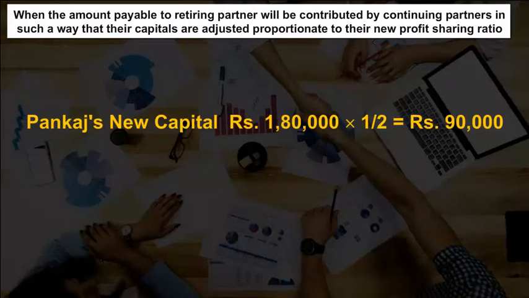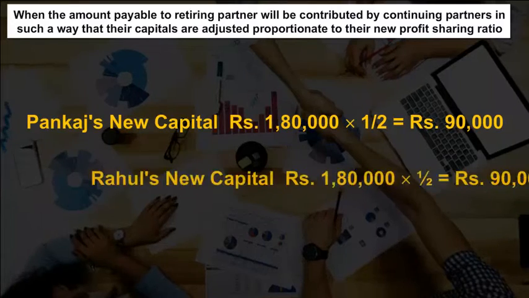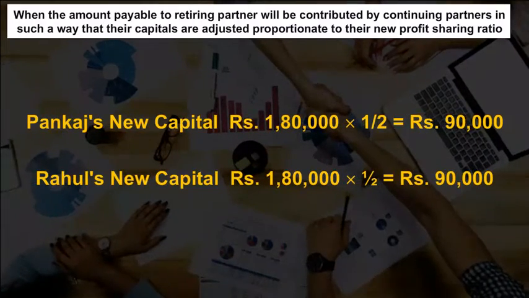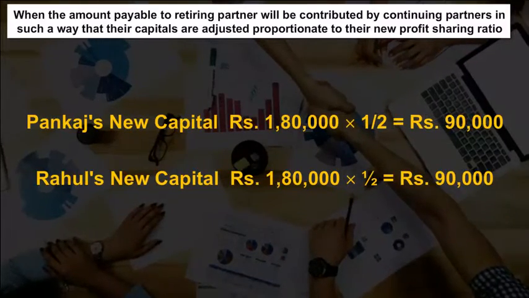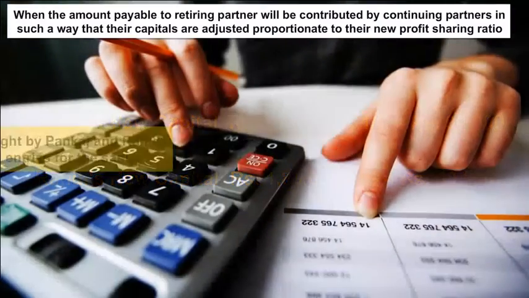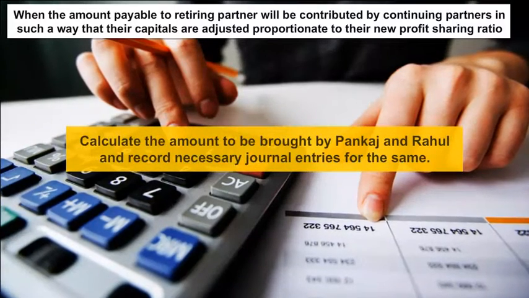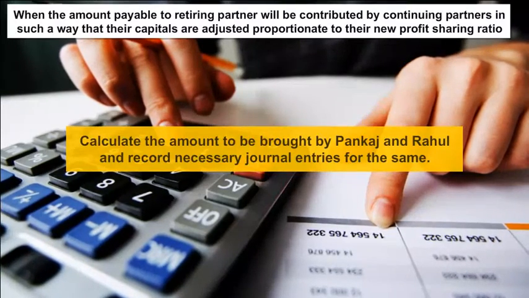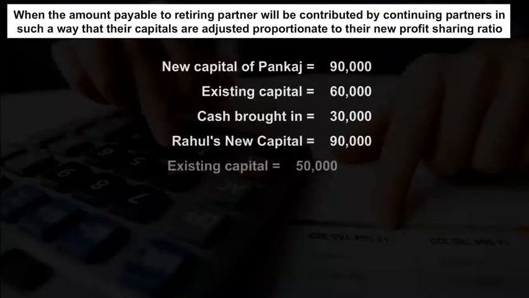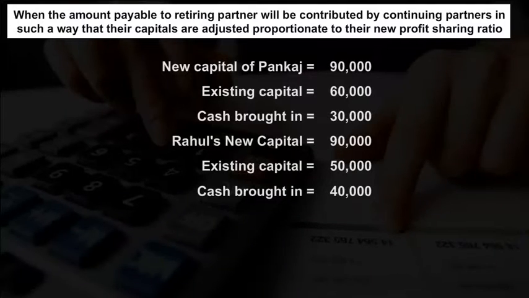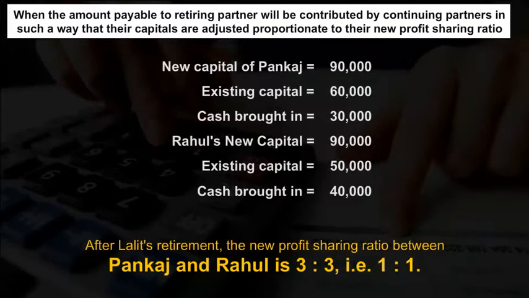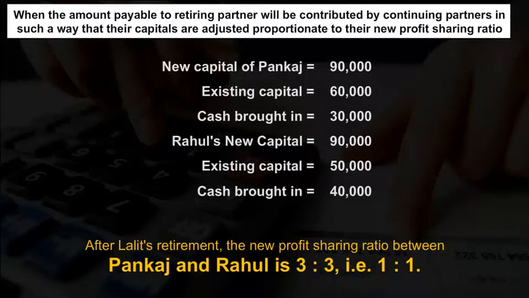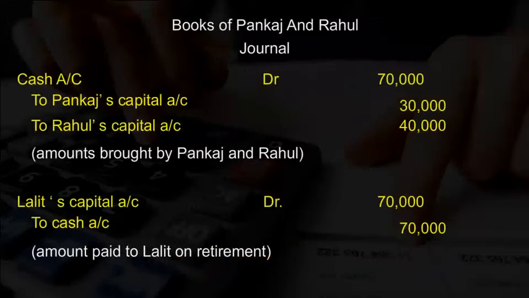It was decided that the amount payable to Lalit will be brought by Pankaj and Rahul in such a way as to make their capitals proportionate to their profit-sharing ratio. Calculate the amount to be brought by Pankaj and Rahul and record necessary journal entries for the same. Also record the necessary entry for payment to Lalit. After Lalit's retirement, the new profit-sharing ratio between Pankaj and Rahul is 3:3, that is 1:1.